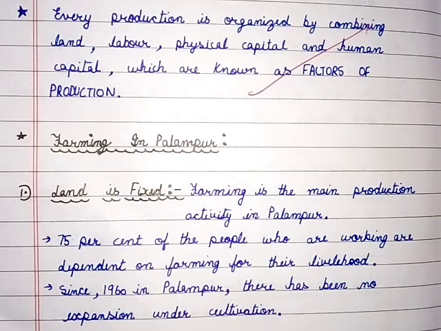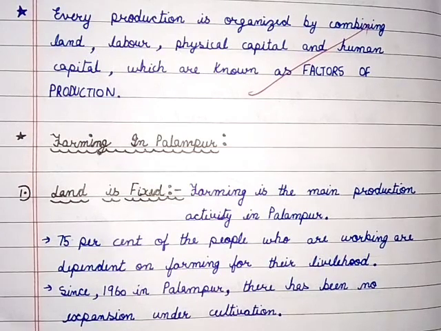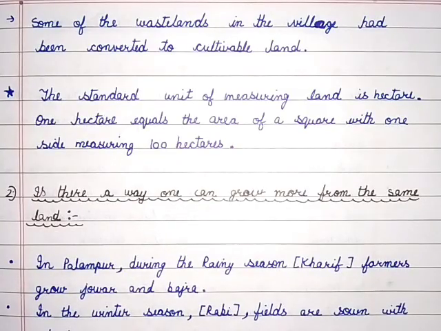Farming in Palampur. First, land is fixed. Farming is the main production activity in Palampur. 75% of the people who are working are dependent on farming for their livelihood. Since 1960 in Palampur, there has been no expansion in land under cultivation. Some of the wastelands in the village had been converted to cultivable land. The standard unit of measuring land is the hectare. 1 hectare equals the area of a square with one side measuring 100 meters.